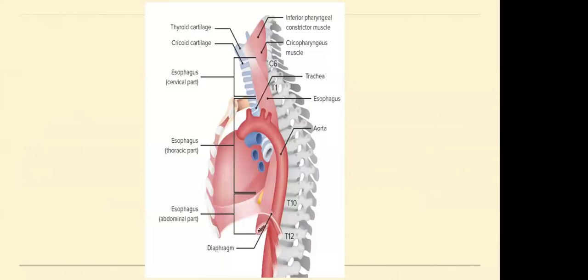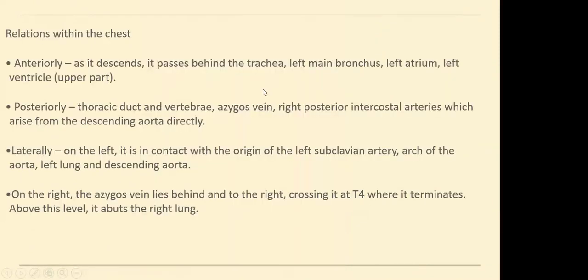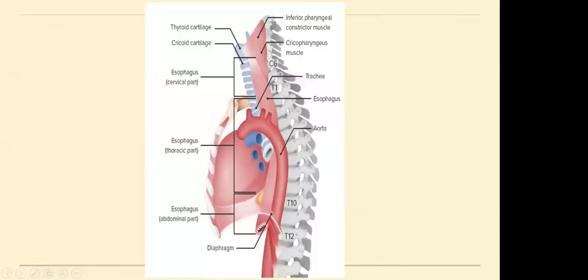This shows the esophagus starting from the lower border of the cricoid cartilage, passing through the neck, the posterior mediastinum, and then entering the abdomen at T10 and ending at T11.